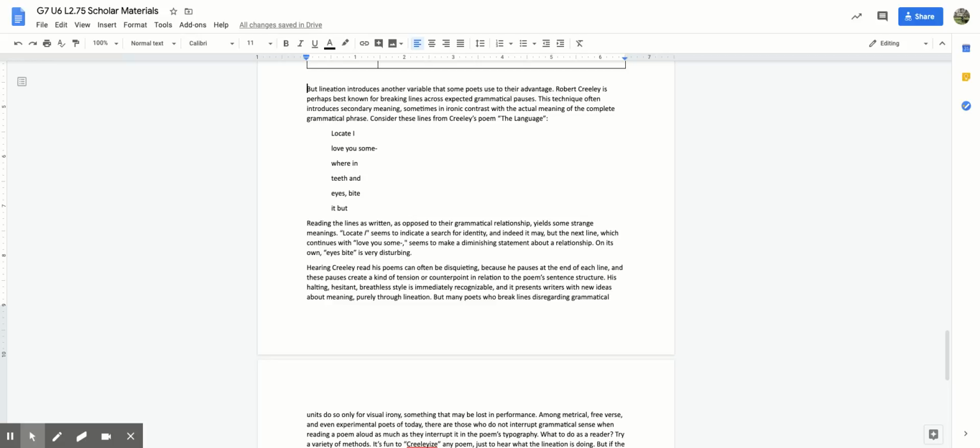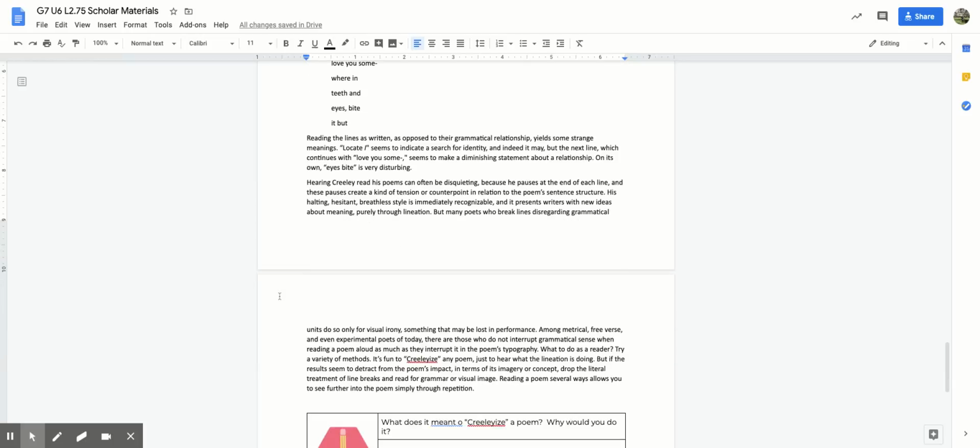But many poets who break lines disregarding grammatical units do so only for visual irony, something that may be lost in performance. Among metrical free verse and even experimental poets of today, there are those who do not interrupt grammatical sense when reading a poem aloud as much as they interrupt it in the poem's typography. What to do as a reader? Try a variety of methods.